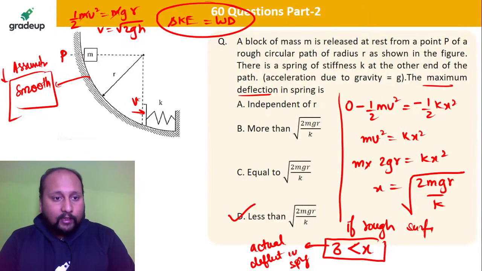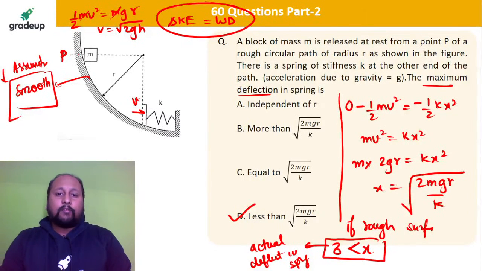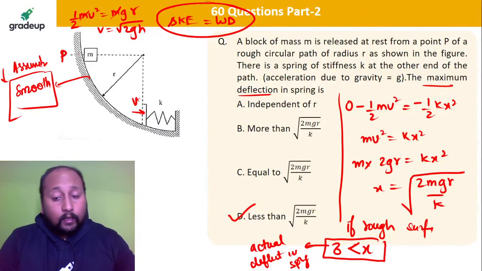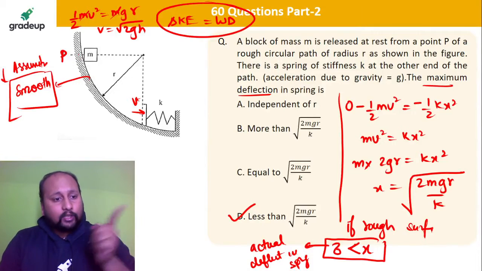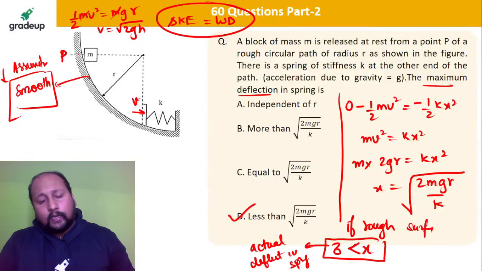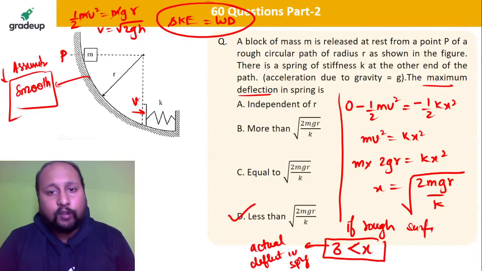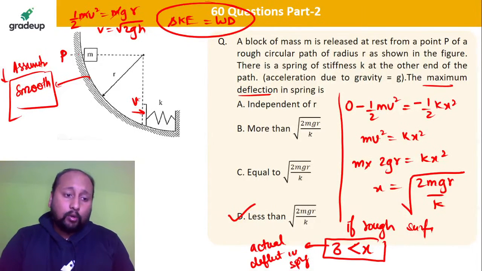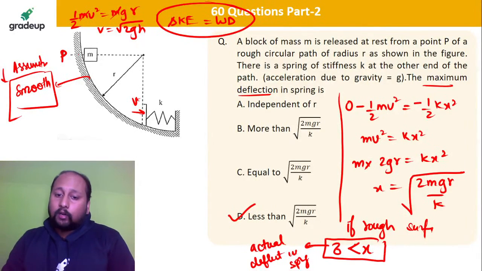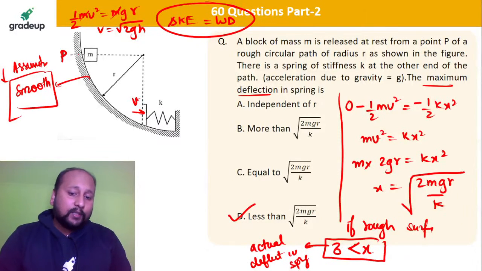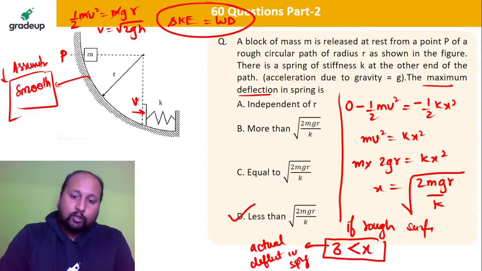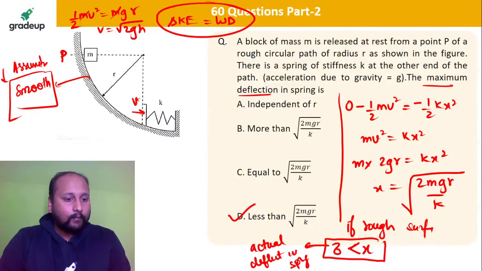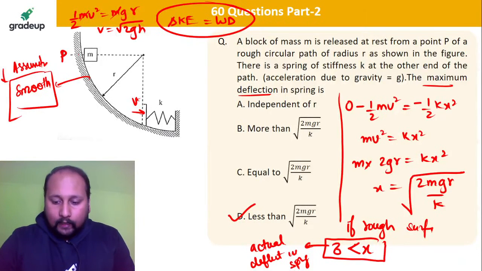Exactly. If in the problem they say there is no friction, then your answer is option C. If they are not mentioning it, and according to the diagram they are also having a shaded portion, if they are using a shaded portion, you have to assume there is some friction on the surface. You cannot assume anything by default. So you have to assume there's a rough surface, so deflection in the spring will be less than that of x. Okay, so option D is the correct answer for this problem. Perfect, option D. Let's proceed.